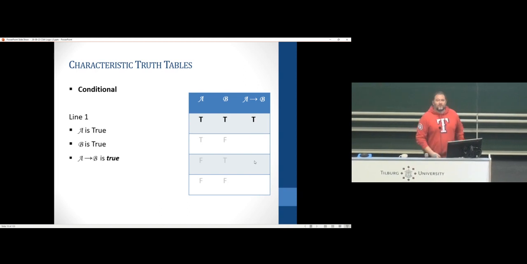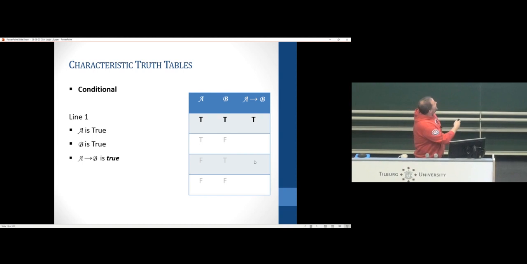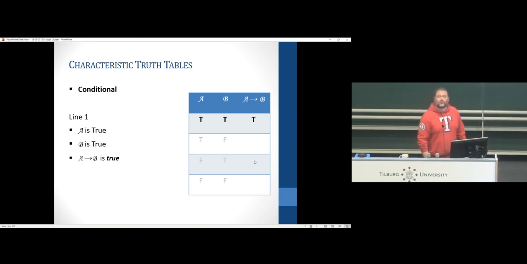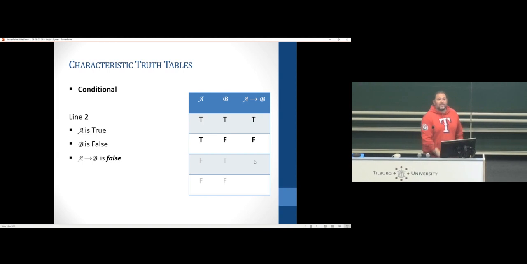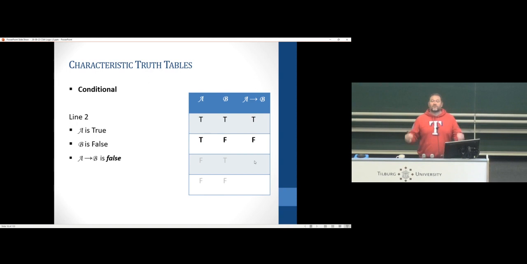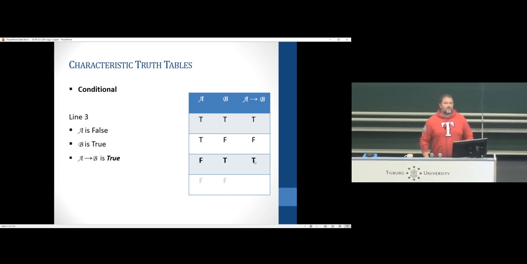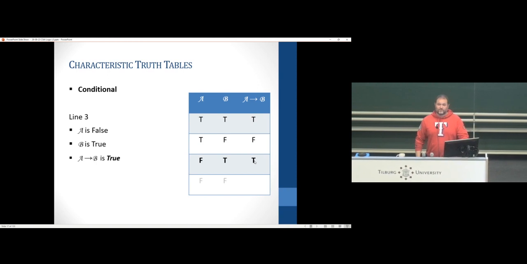The conditional, first, if we have the antecedent and consequent both true, the conditional is true. If we have the antecedent true and the consequent false, the conditional is false. Now is where we start to get things a little bit weird. If we have the antecedent false and the consequent true, the conditional is true. And finally, if both are false, the conditional is true.